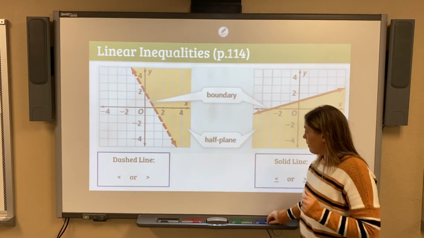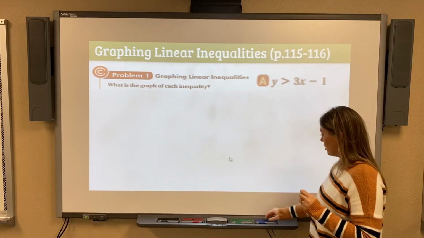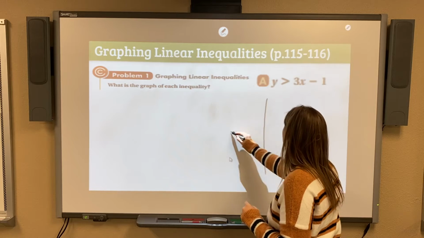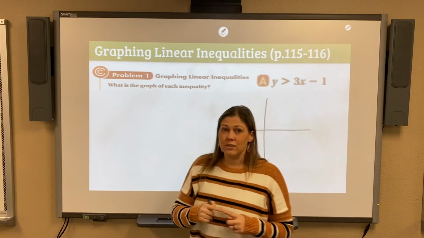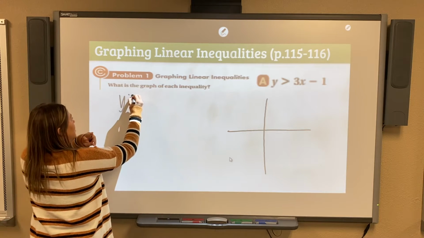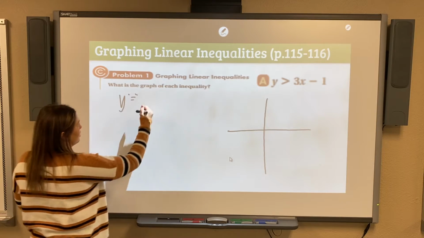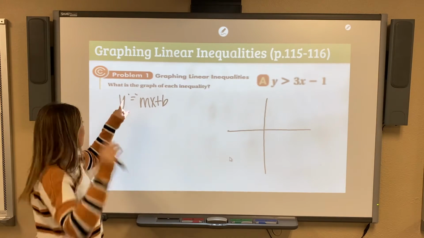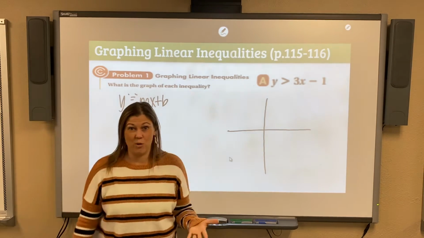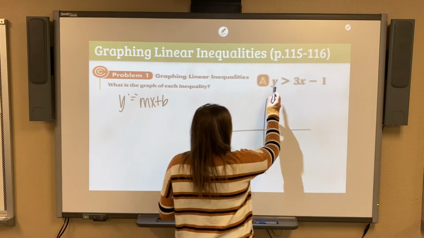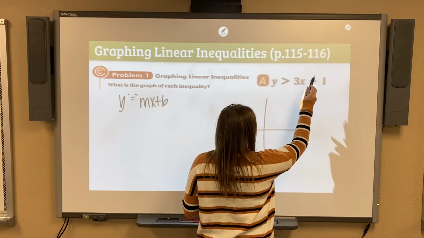So let's talk about actually physically graphing these. That's what we're going to do for the next 3 problems. The first thing we always have to do is put it in y equals form, y equals mx plus b. Since it's an inequality, there's not going to be an equal sign there, there's going to be an inequality sign. So our inequality is y is greater than 3x minus 1.